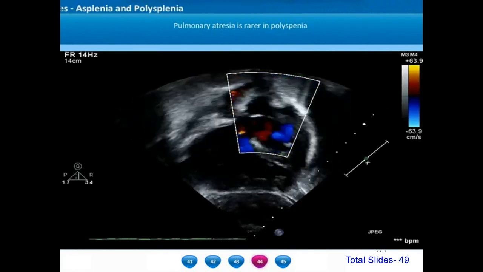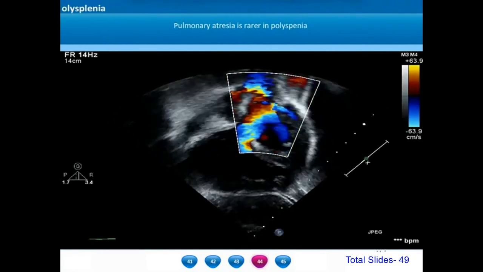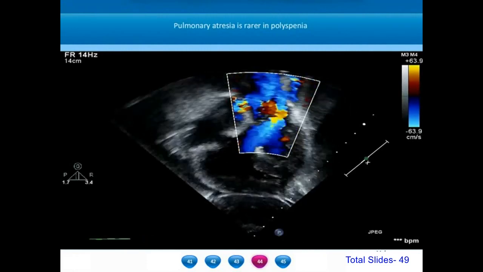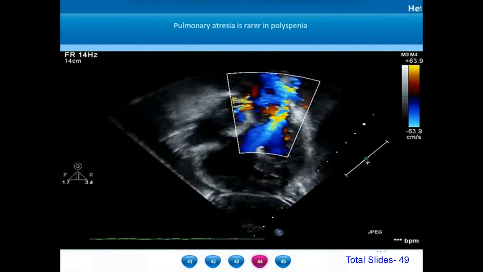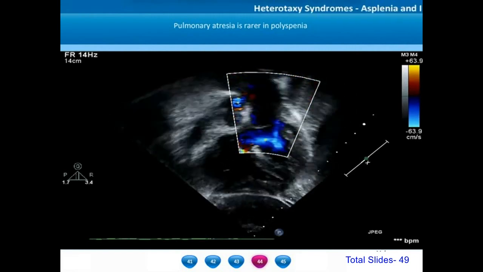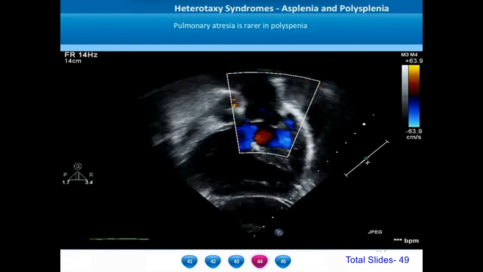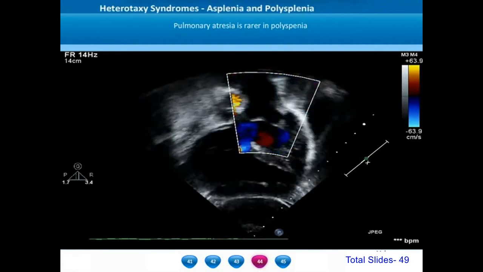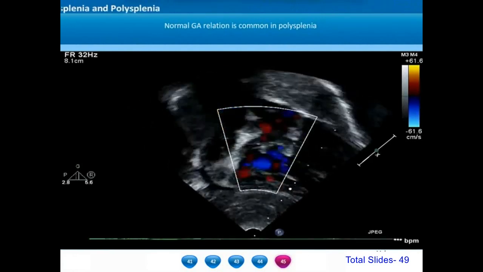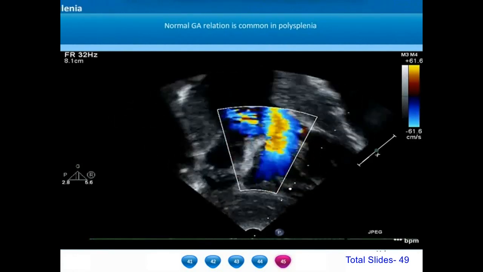Pulmonary atresia or pulmonary stenosis is rare in polysplenia compared to asplenia. In this patient, we can notice that there is a pulmonary atresia with a left and anterior aorta and right and posterior pulmonary artery. Malposition of great arteries also is not very common in polysplenics. Normal relationship of the great arteries is more common in the polysplenics.